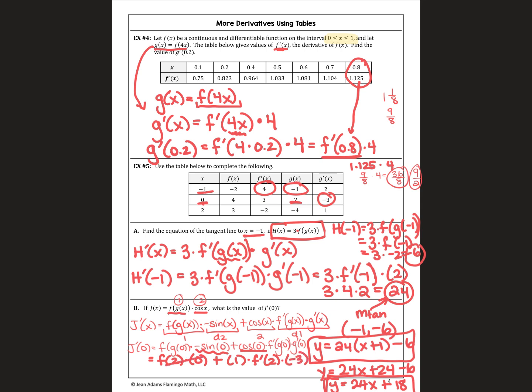So f of 2 times 0 is just 0. I get 0 plus 1 times f prime of 2. F prime of 2 is negative 2. And we multiply that by negative 3. We get 0 plus 1 times negative 2 times negative 3, which is a positive 6. So we end up with 6 as our final answer. J prime of 0 is equal to 6. That's the slope of the tangent line at x equals 0.